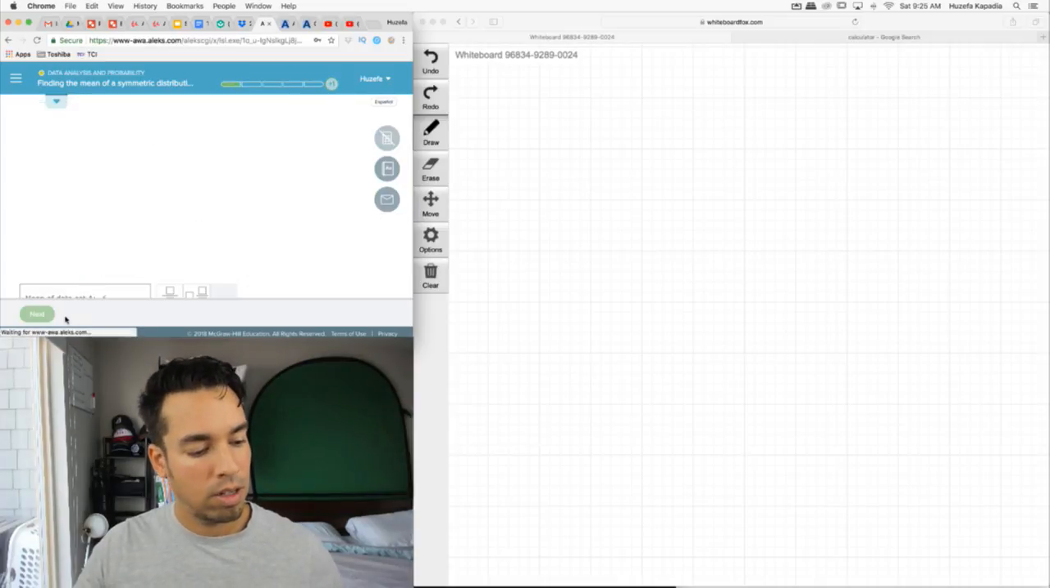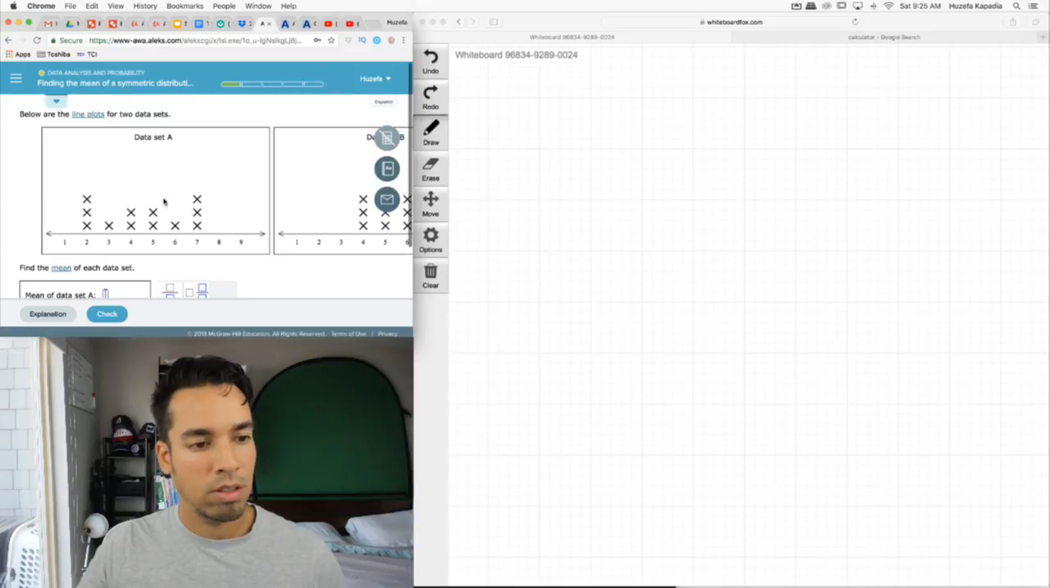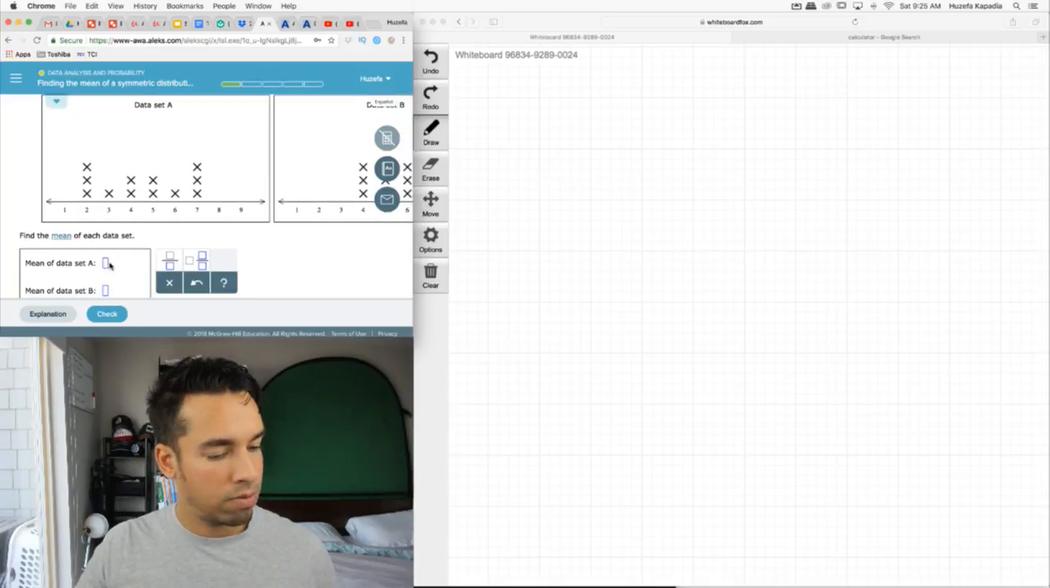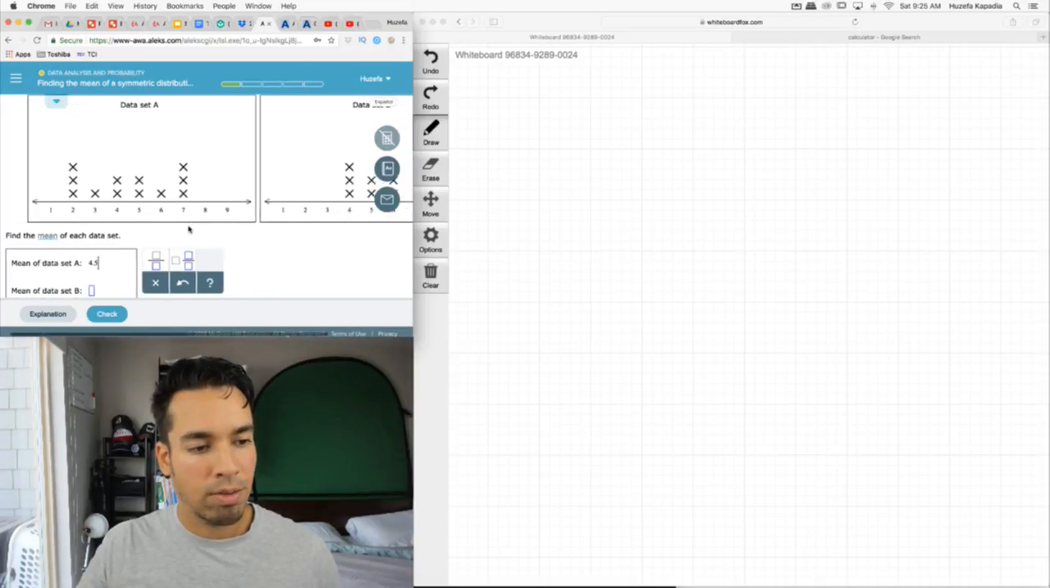Okay, next. So same deal. We're just looking for that exact middle value. So what's in the middle here? It's right in between 4 and 5. So our mean of set A is 4.5. And for this one, boom, very simple, 5, right in the middle.